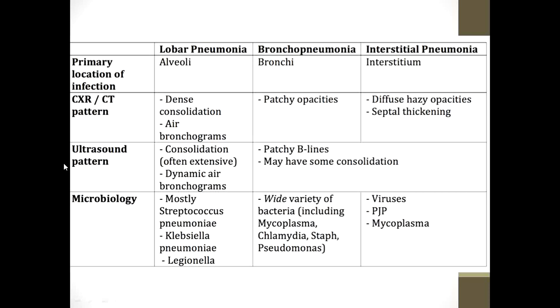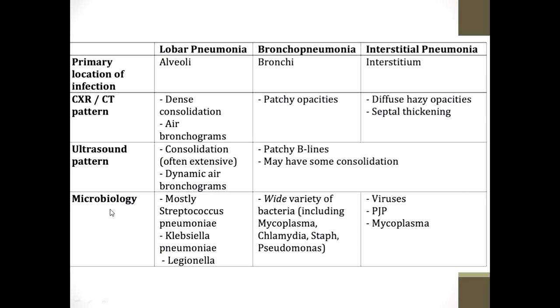If we talk about ultrasound patterns, in lobar pneumonia the consolidation would be extensive, and sometimes we may be able to find some kind of parapneumonic effusion on the ultrasound as well. And in bronchopneumonia, on ultrasound there will be patchy B lines and there may be some consolidation.